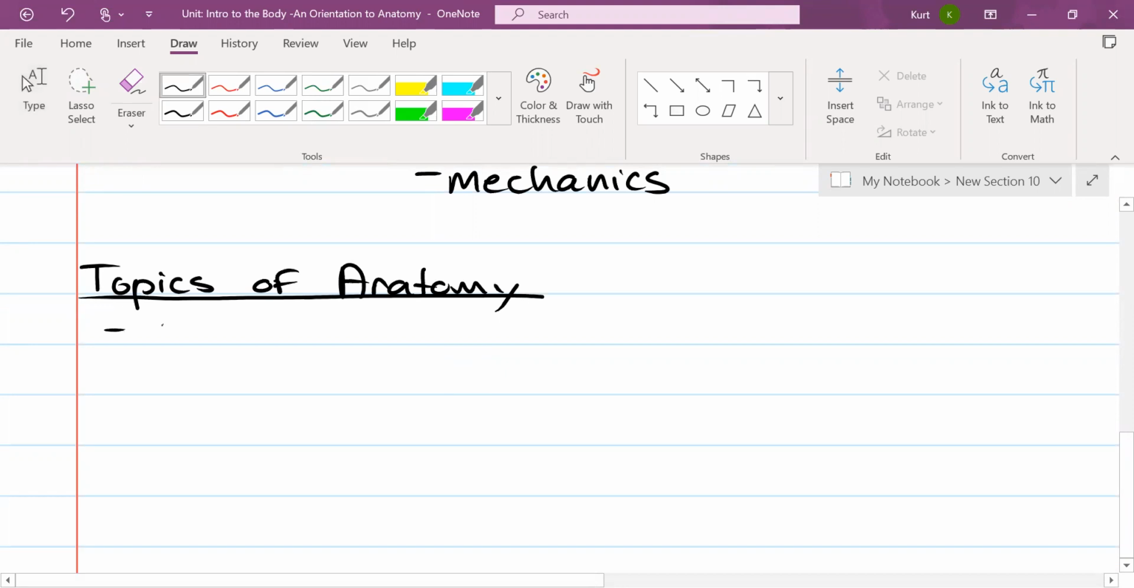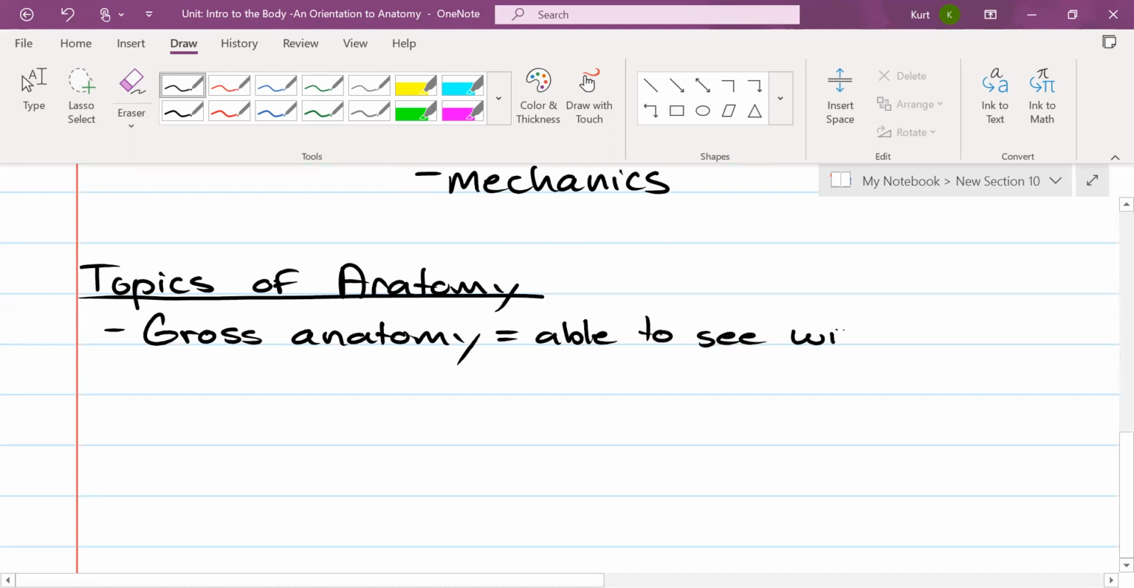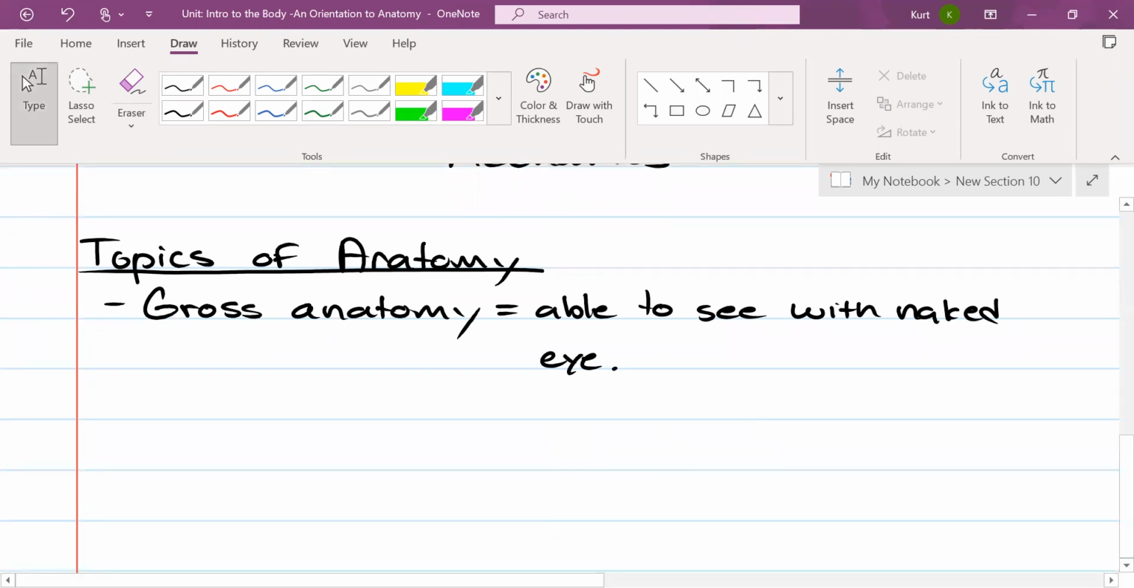So there is such thing as gross anatomy. Now, by gross anatomy, I mean, ew, that's disgusting. Gross anatomy means able to see with the naked eye. You can see my skin, you can see my fingernails, you can see my arms, you can see my eyes. That's gross anatomy. If you open me up, you can see my heart, liver, intestines, ribs. You don't need a microscope for that. That is all known as gross anatomy. No microscopes needed.